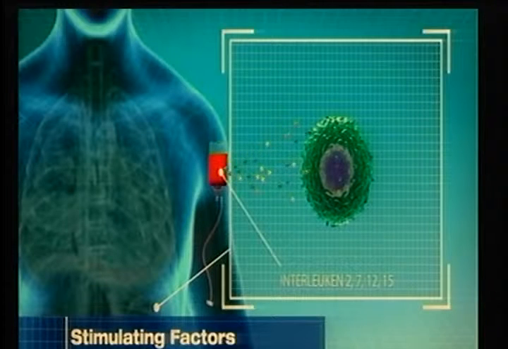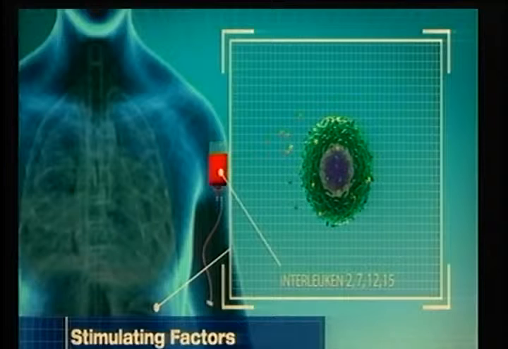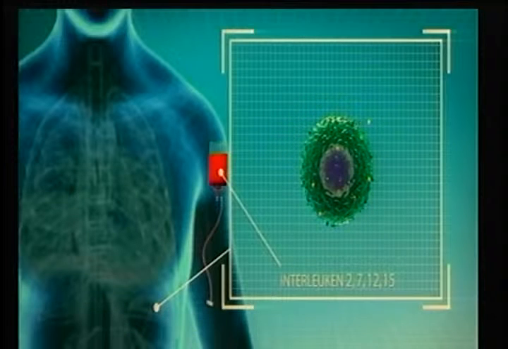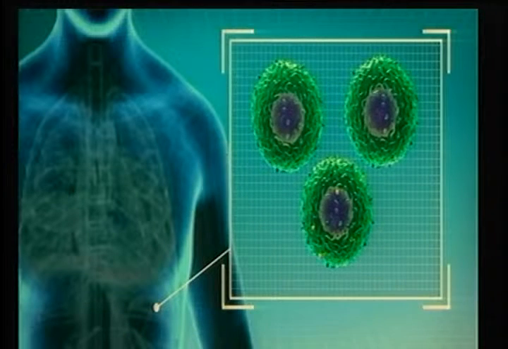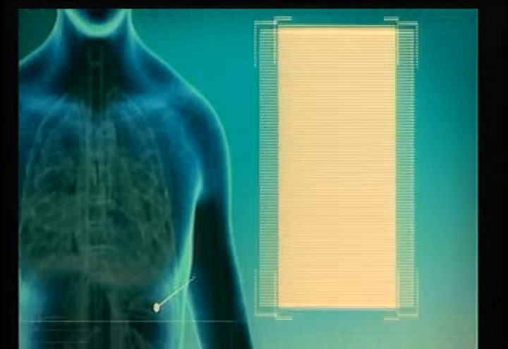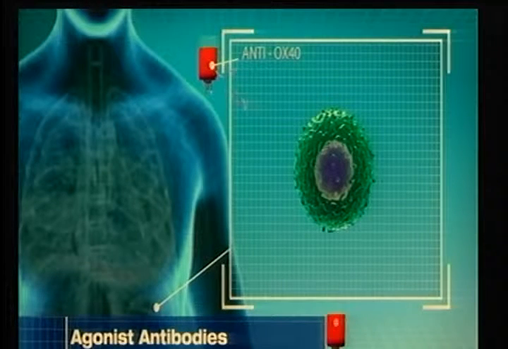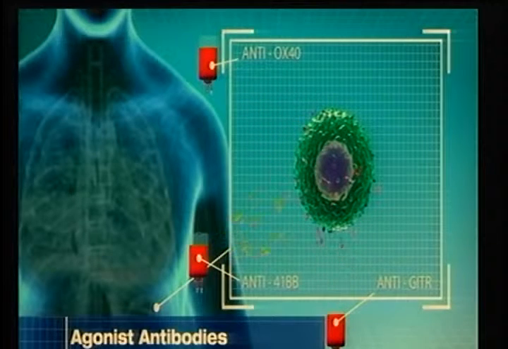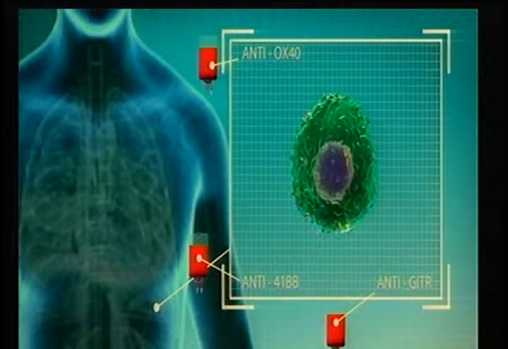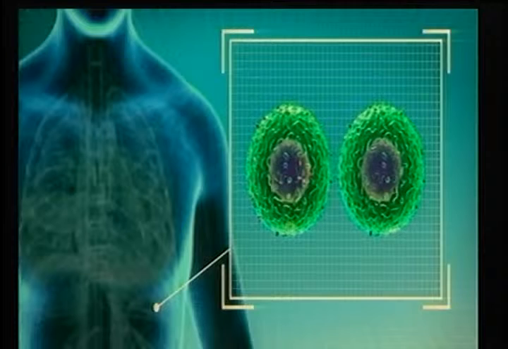Cytokines are stimulating proteins like interleukin 2, 7, 12, and 15 that cause the T cells to significantly multiply and get stronger. A fourth enhancement approach uses agonist antibodies such as anti-OX40, anti-GITR, and anti-41BB, and others to cause the T cells to grow and strengthen. This allows the enhanced T cell to overwhelm the cancer cells.